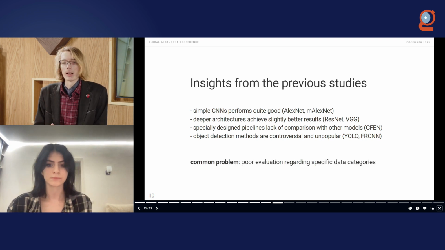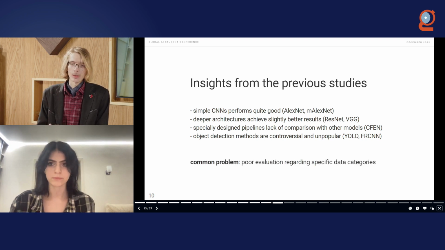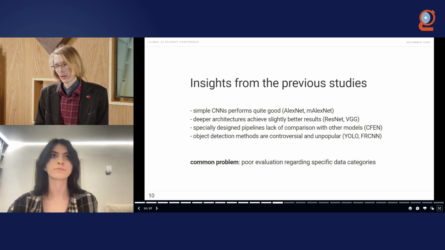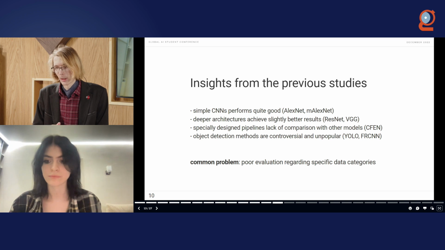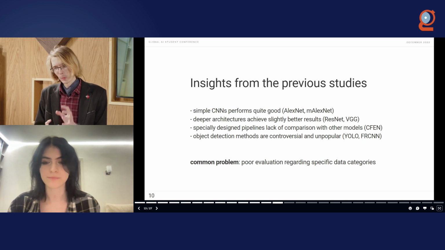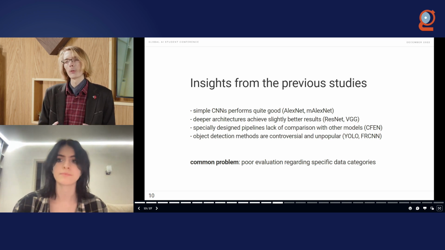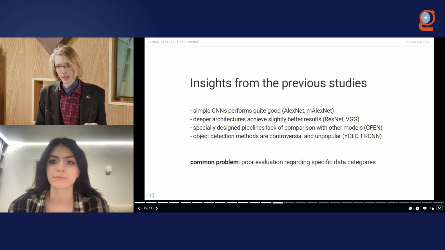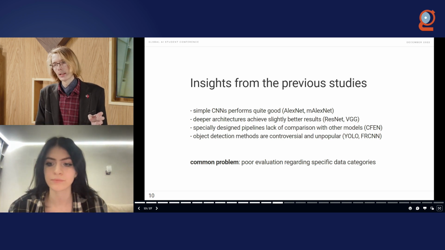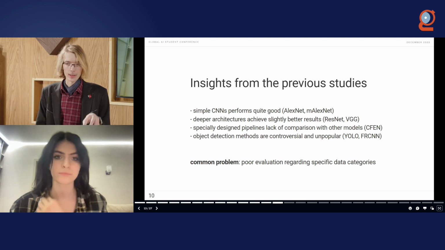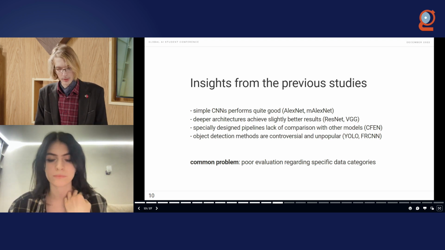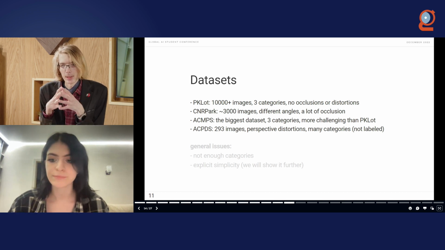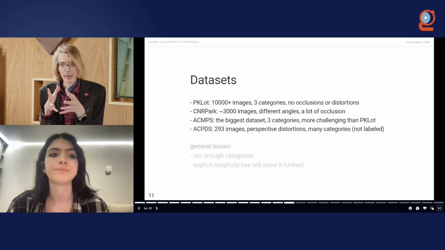A common problem of the given approaches is the following. The data that was utilized before was quite limited in the sense of specific data categories, and by specific data categories, I mean the lack of proper annotations. We will reveal it in the next slides. So let's proceed to the datasets, what they contain.